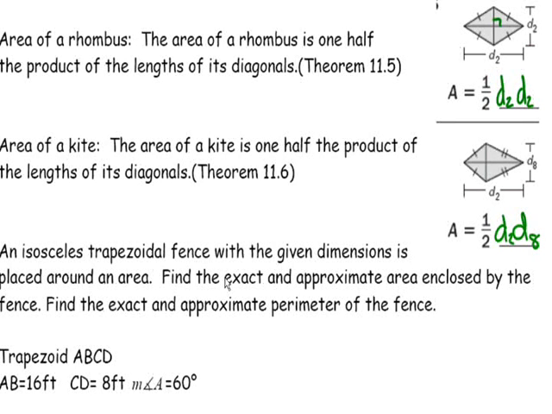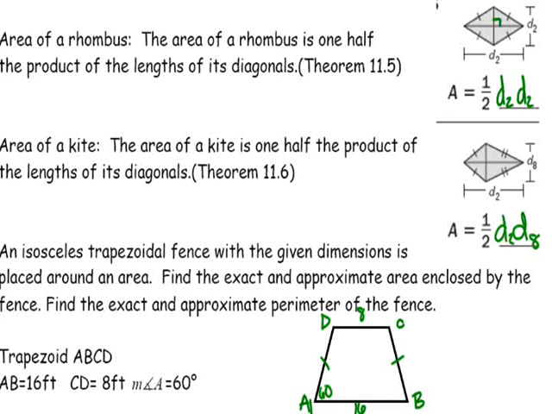Okay, moving on. We've got an isosceles trapezoidal fence with given dimensions placed around an area. We need to find the exact and approximate area enclosed by the fence and the exact and approximate perimeter of the fence. All right, let's draw a picture. So we've got trapezoid ABCD. AB is the long one, and that is 16, and CD is the short one, and that is 8, and the measure of angle A is 60.